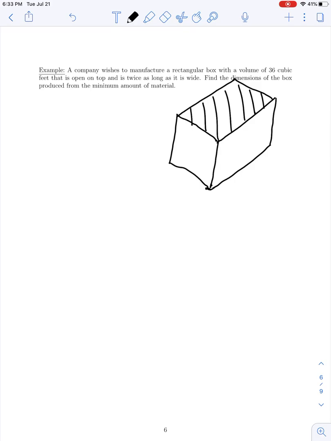And we're told here that the length is twice the width. It's twice as long as it is wide. So if we label our width x, that means that the length would be double that value, 2x. And we don't know what the height of this box is. Let's call it y. So the height throughout is some value y. Now we're told that the volume of this box must equal 36 cubic feet.